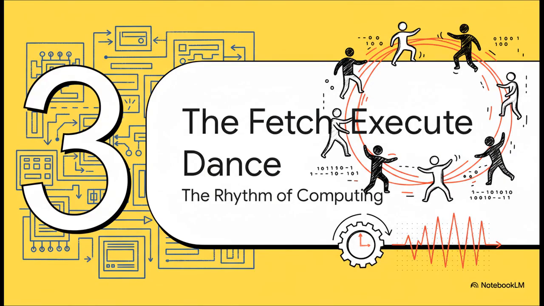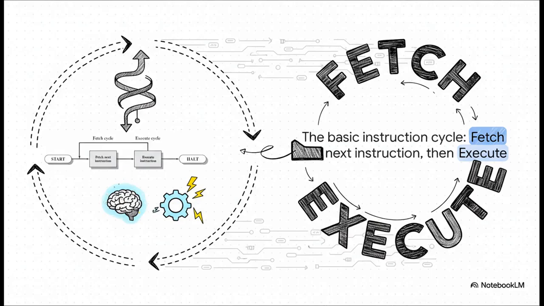Okay, we've got the plan, we've got the players. Now we can get to the main event, the fundamental action, the constant, steady heartbeat of the processor. It's a simple two-step dance that it repeats billions of times every single second. And this is it, seriously. The entire job of a processor, right here in this loop. It starts, it fetches an instruction from memory, it executes that instruction, and then it does it all over again. Fetch, execute, fetch, execute. This relentless, simple cycle is what powers absolutely everything you do on your computer.